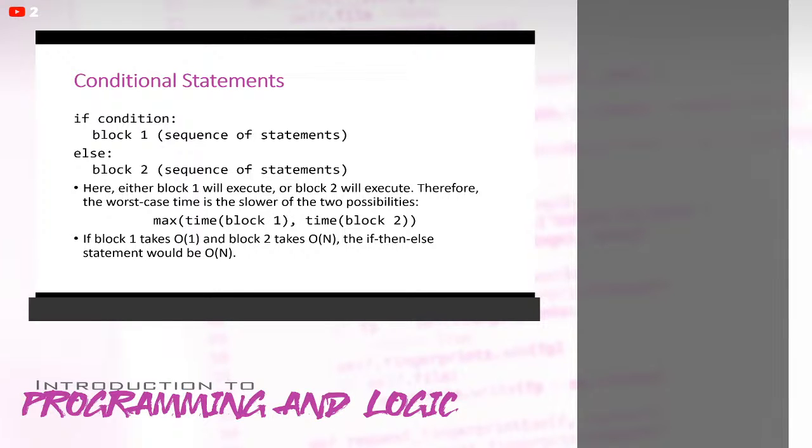Right? So like we say here, block 1, if our if condition takes O(1), like if it's just one constant time operation, and our block 2 is O(n), this one linear time operation. Well, O(n) is more complex than O(1), so it is the worst case scenario. And so when we calculate our big O value for this conditional statement, it's going to be O(n).